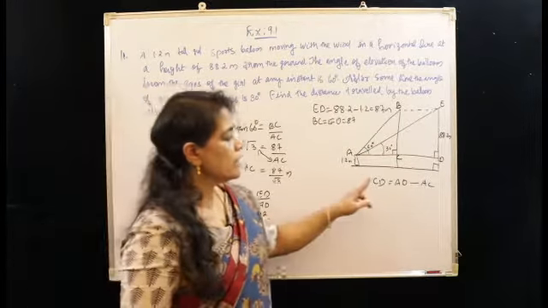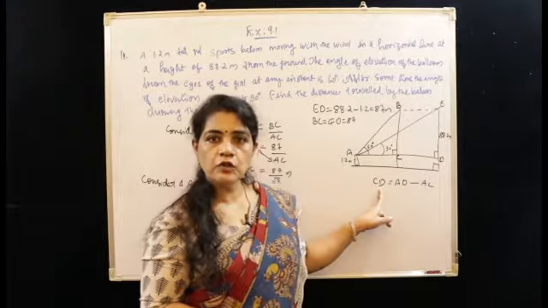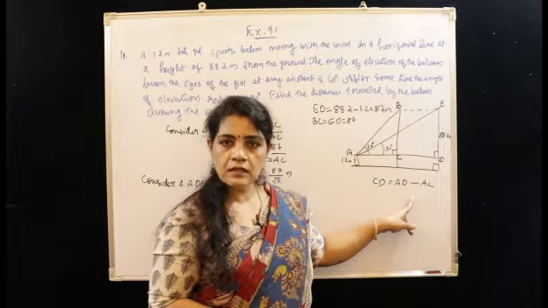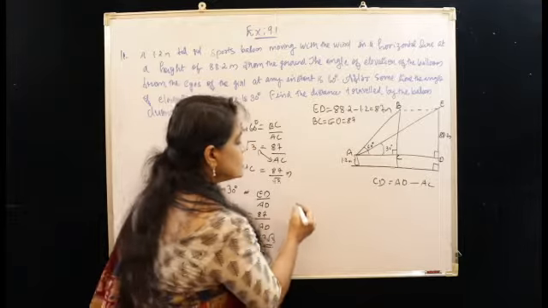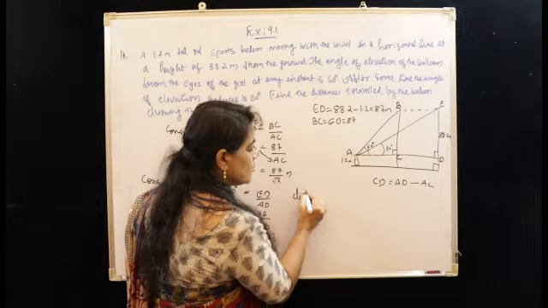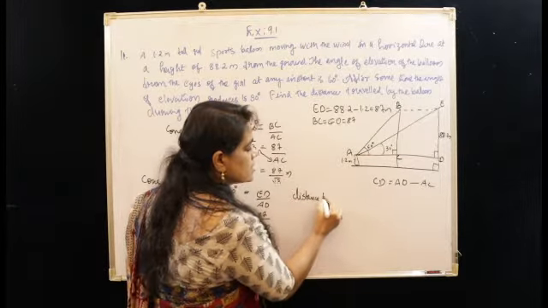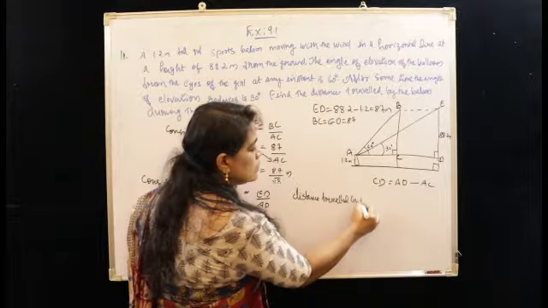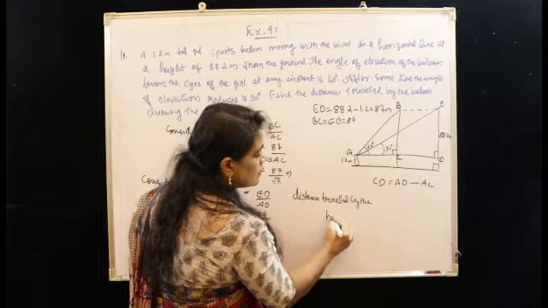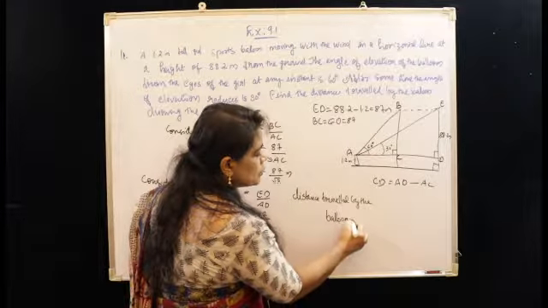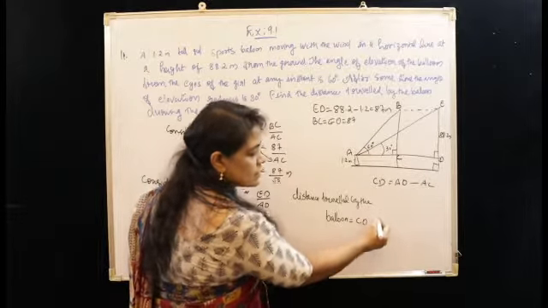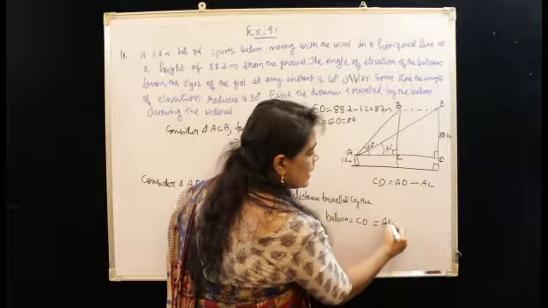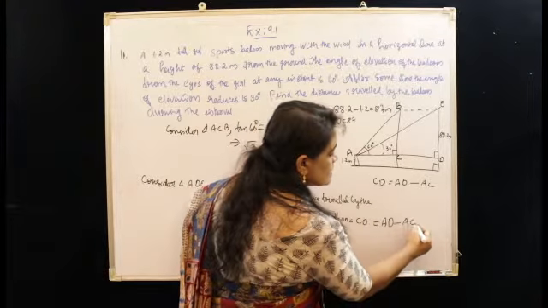Okay, and in order to get CD, what do we have to do? You can substitute in this equation. So the distance travelled by the balloon is equal to CD, and we have seen that that is equal to AD minus AC.